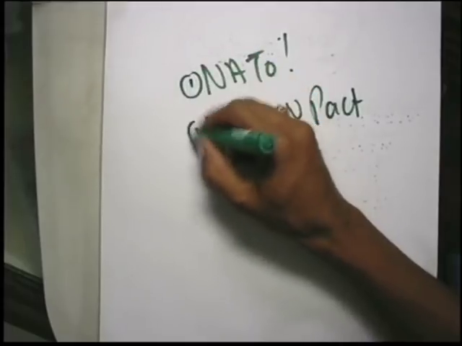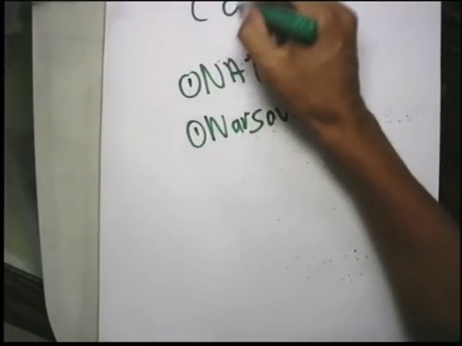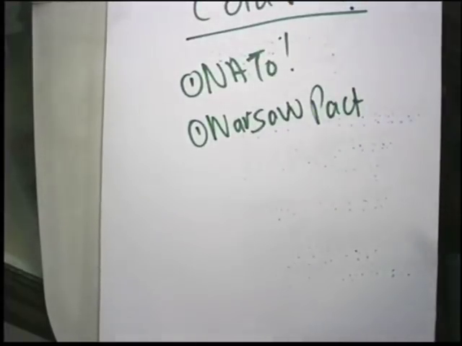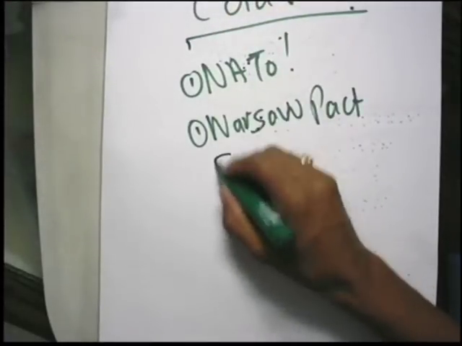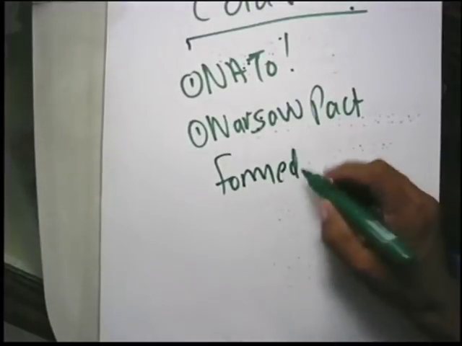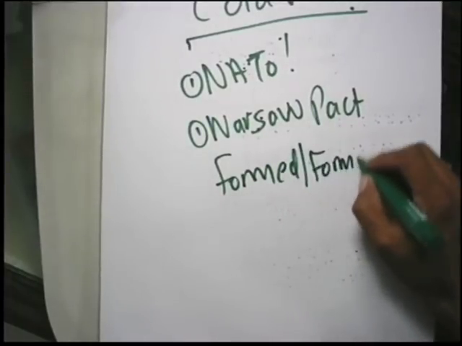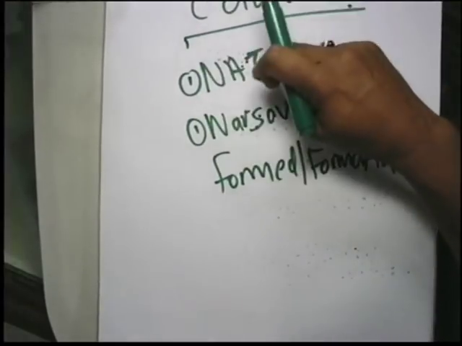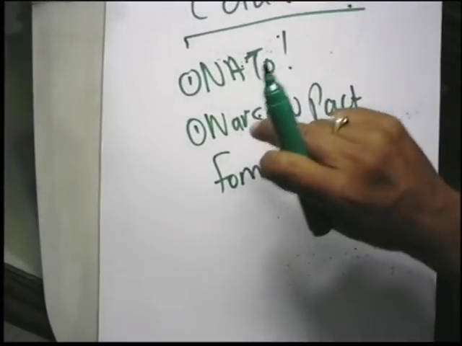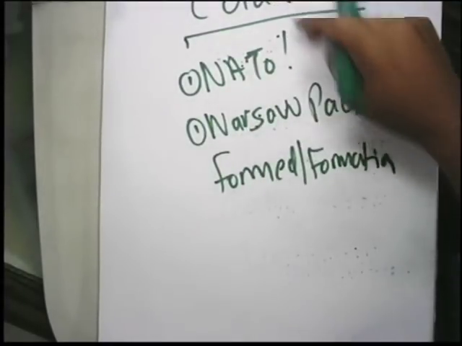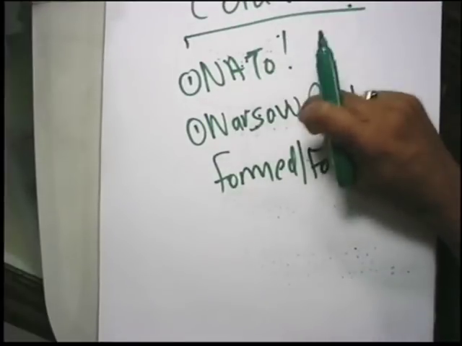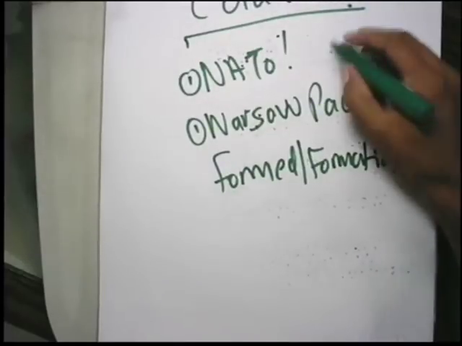So we had these two. So basically, the Cold War, in terms of why was it formed, the formation. It's important that you need to know why NATO was formed during the Cold War, and why the Warsaw Pact was formed during the Cold War. There were obvious reasons why these two were formed, and you have to know the why.